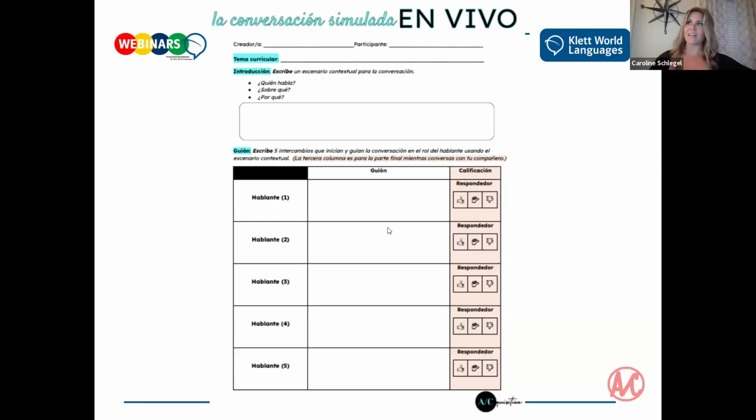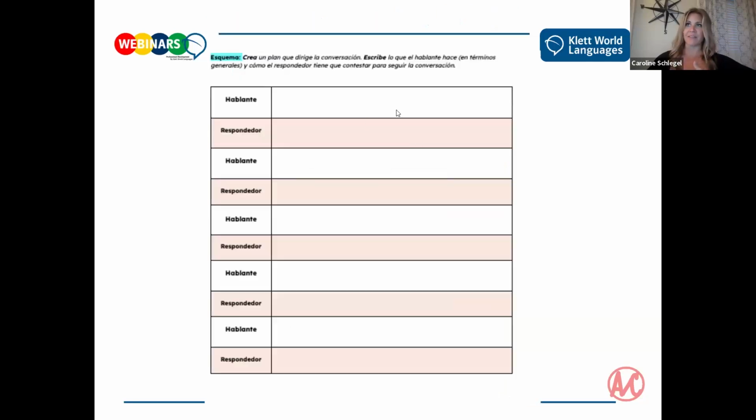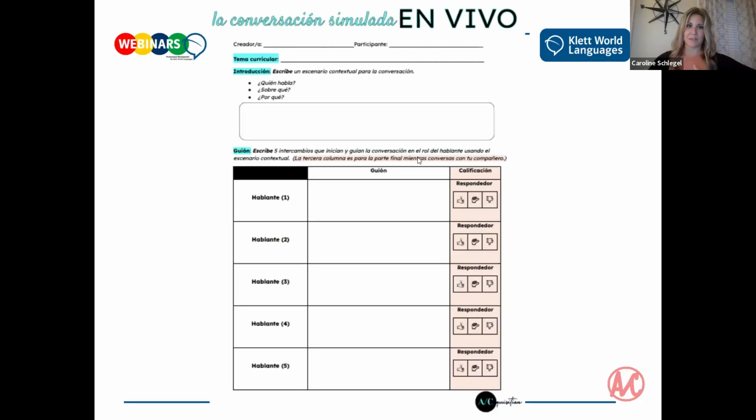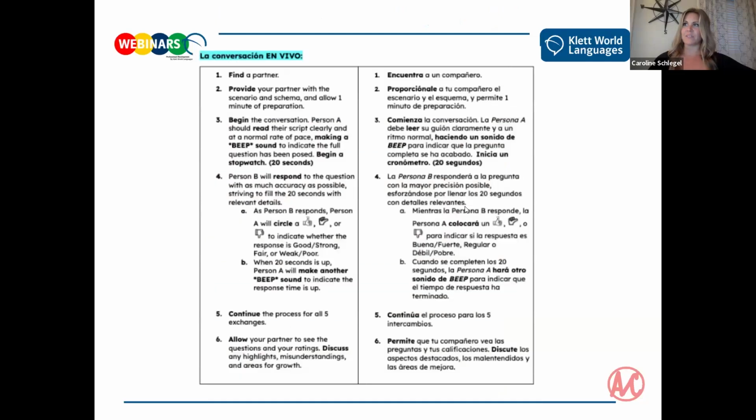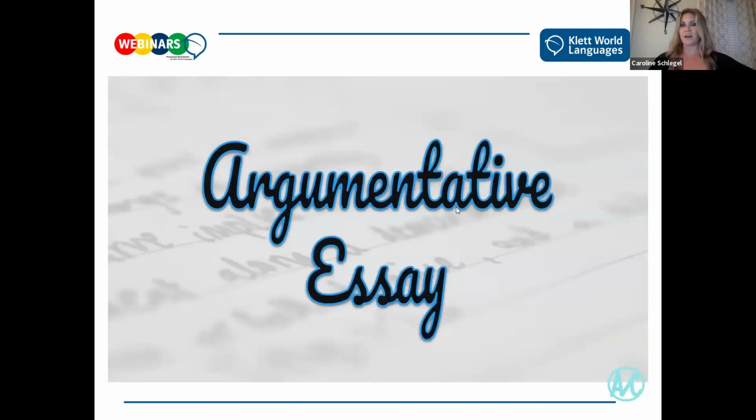I went back here, just the feedback that our students give is over here on the first sheet where they created the script. So they're listening to the person respond after they make this schema here, and then they're rating as they listen to the person as they're responding, how they feel like their answer was. Just a little way to have students provide feedback.